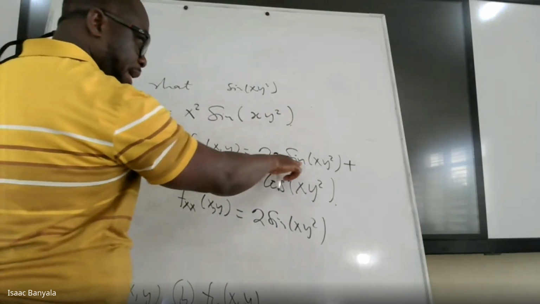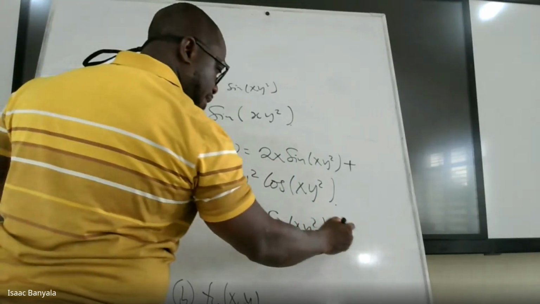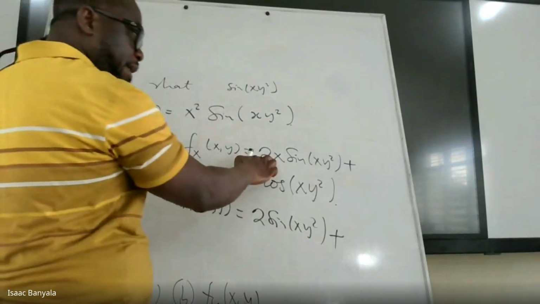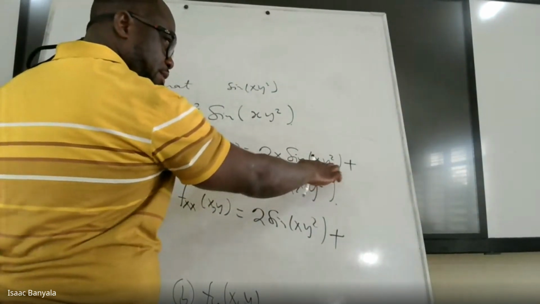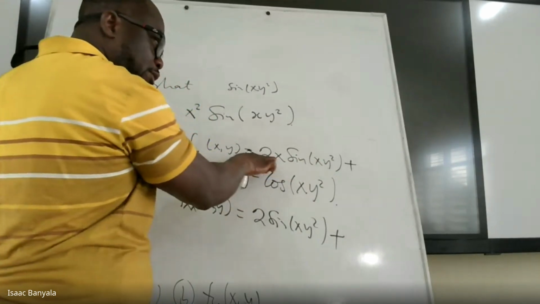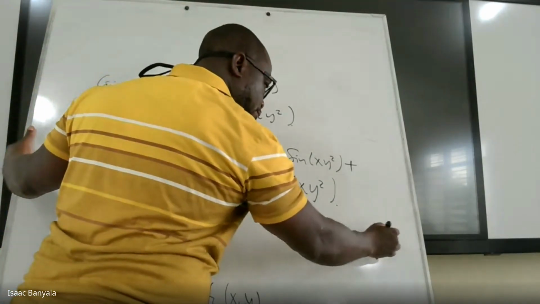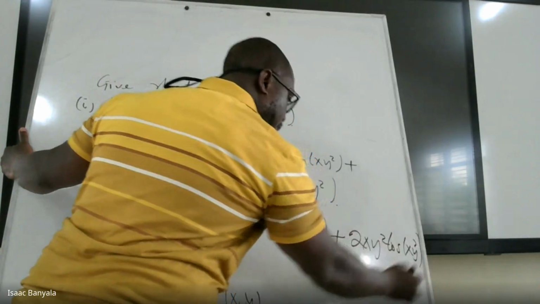Then you multiply that. Remember, we kept this, we differentiated this. Here's what you have. Then plus, we are keeping this, differentiating this. So if you differentiate this one with respect to x, you get y squared. The y squared will multiply this to get 2x y squared cos x y squared. Very good. So we are done here.